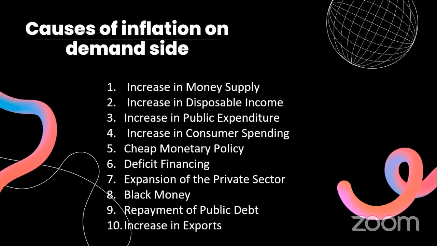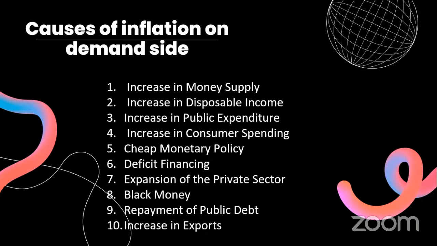Six is deficit financing. In order to meet its mounting expenses, the government resorts to deficit financing by borrowing from the public and even by printing more notes. Seven is expansion of the private sector. The expansion of the private sector also tends to raise aggregate demand, for huge investment increases employment and income.